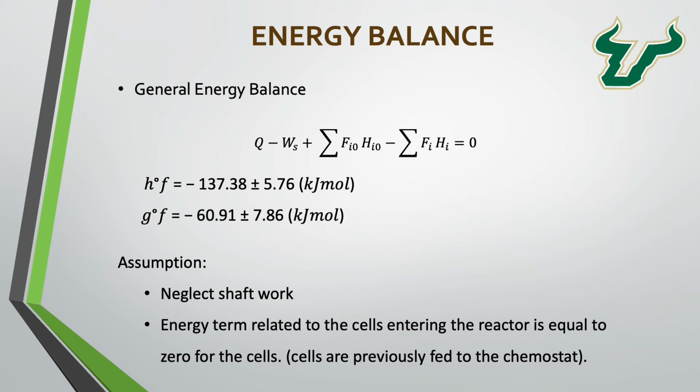On this slide, we have a general energy balance where we assume the shaft work to be negligible, and the energy term related to the cells entering the reactor was assumed to be zero since the cells are previously fed to the chemostat. The enthalpy and the Gibbs free energy for the E. coli were found to be negative 137.38 kilojoules per mole and negative 60.91 kilojoules per mole, respectively.